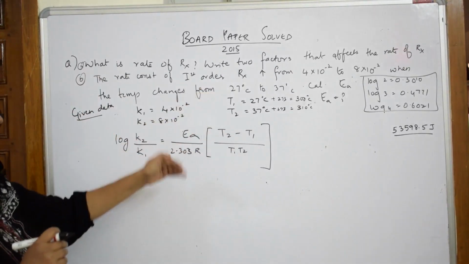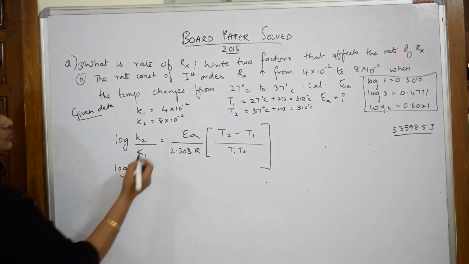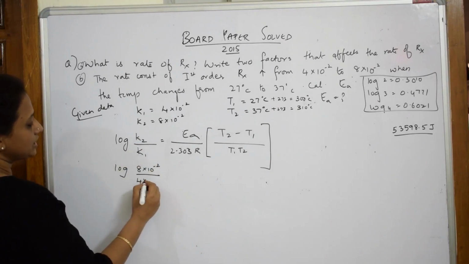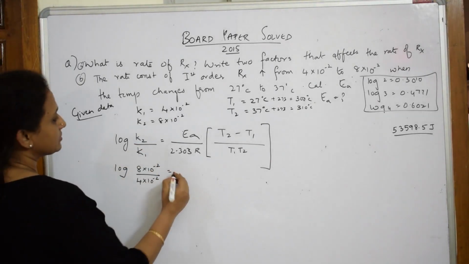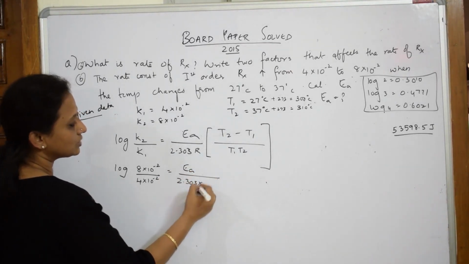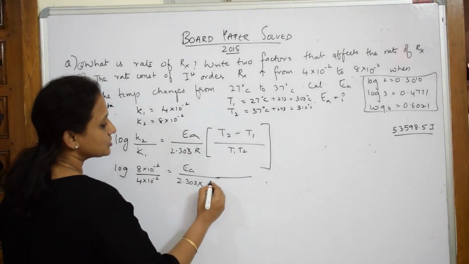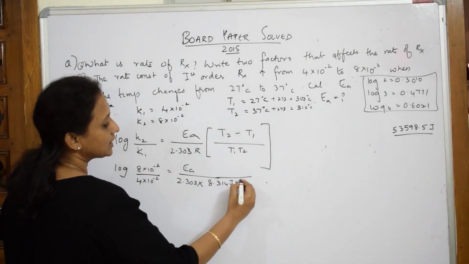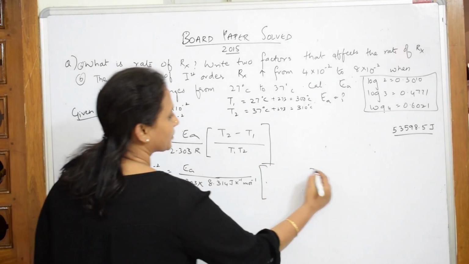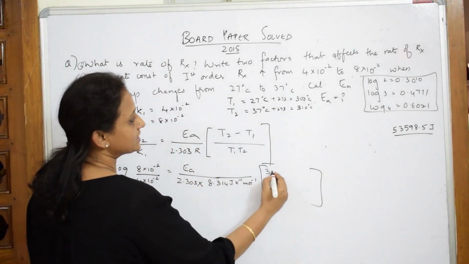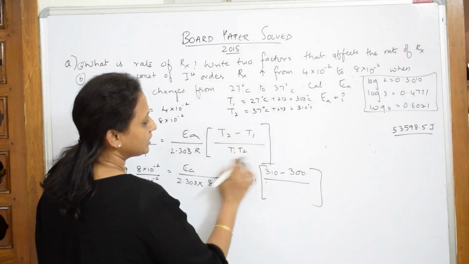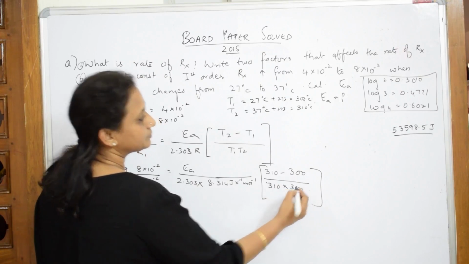Now apply the data in that. Now, what is log K2? Your K2 is 8 into 10 to the power of minus 2. What is K1? 4 into 10 to the power of minus 2, is equal to EA. I have to find out EA. Then into 2.303. What is our gas constant, isn't it? How much is the gas constant? 8.314 joule Kelvin inverse mole inverse. Yes. Now put the bracket, close the bracket. Now what do we have? T2 is 310 minus T1 is 300, divided by T1 into T2, 310 into 300.